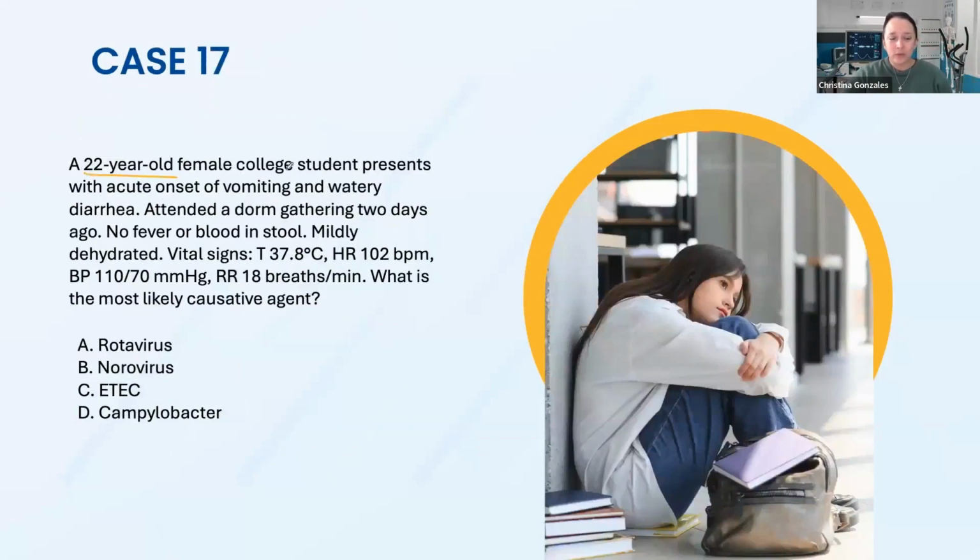We have a 22-year-old college student presenting with acute onset of vomiting and watery diarrhea. She attended a dorm room gathering a couple days ago. So they're mentioning this on purpose. Sounds like some close quarters to me. No fever, no blood in the stool, mildly dehydrated. So she's losing it out both ends, so getting a little bit dry. So you see a little bit of mild tachycardia here, otherwise looks normal. So which one of these bugs did we mention is found often in close quarter settings?